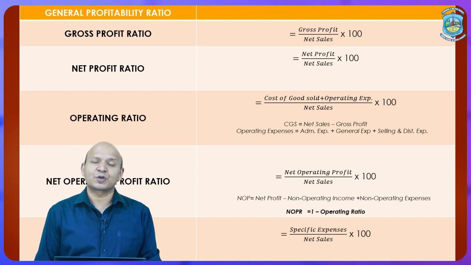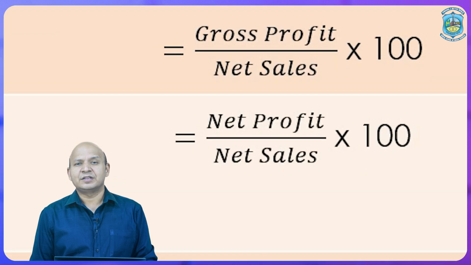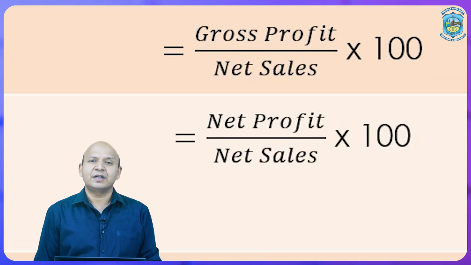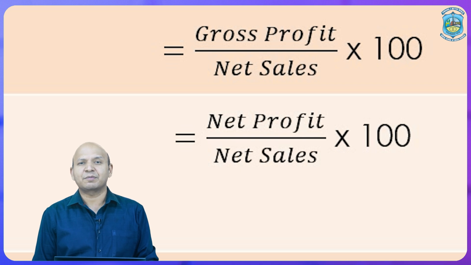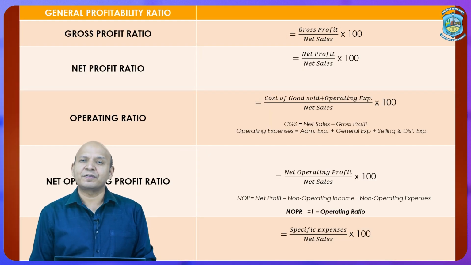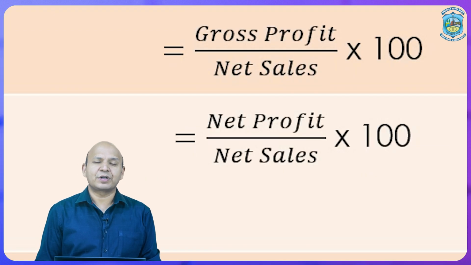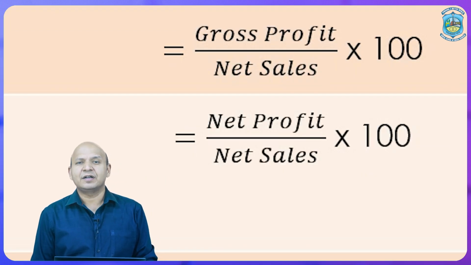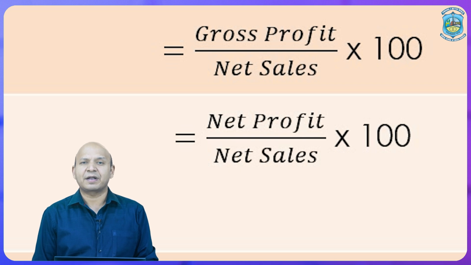The first one is gross profit ratio. The formula for calculating gross profit ratio is gross profit divided by net sales multiplied by 100. The second formula is net profit ratio. For computing net profit ratio, the formula is net profit divided by net sales multiplied by 100.